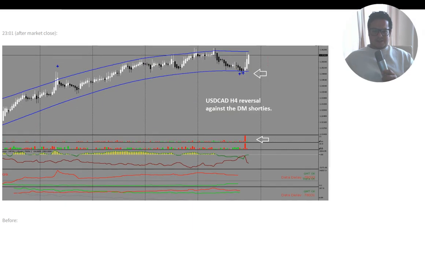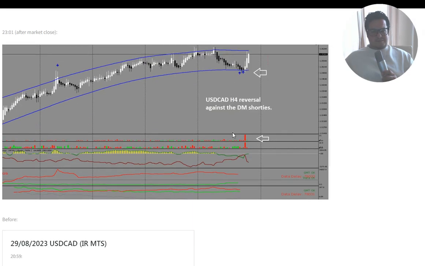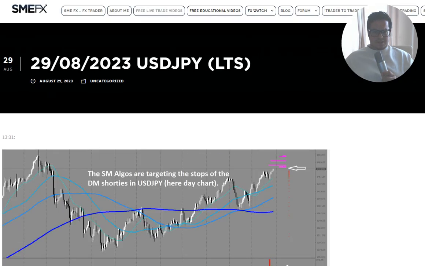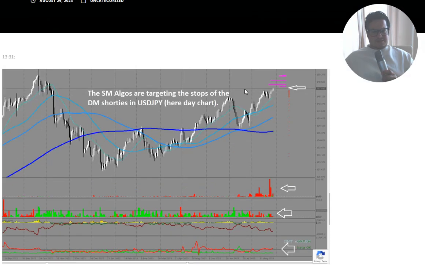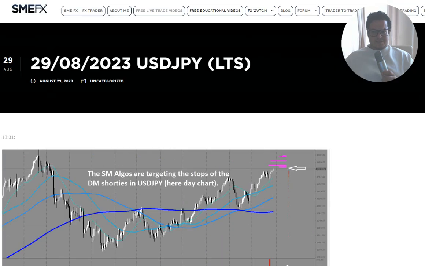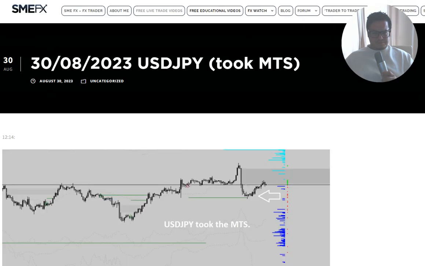Then later in the week, it did this up move for our reversal against the shorties, of course, for our energy plus the shorties, boom, taking out the shorties. Dollar yen, as I predicted, going up against the shorties, going for the LTS. Okay, that has been a theme for a while now. They did that, then they took an MTS but with a pullback, which was a nice short scalp, and then pulled back up from that MTS.